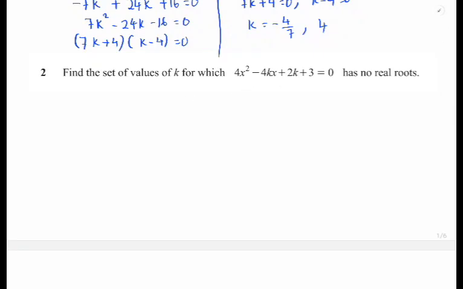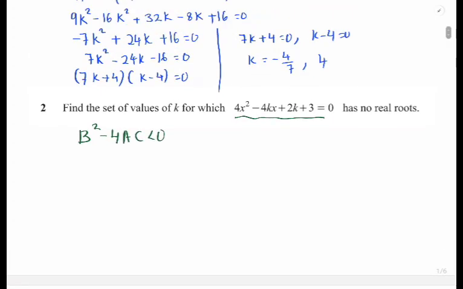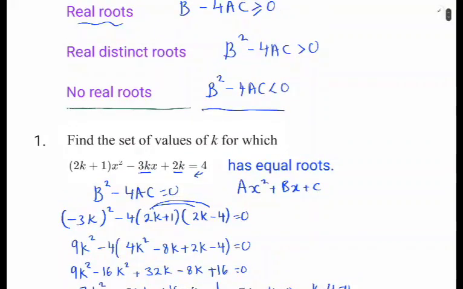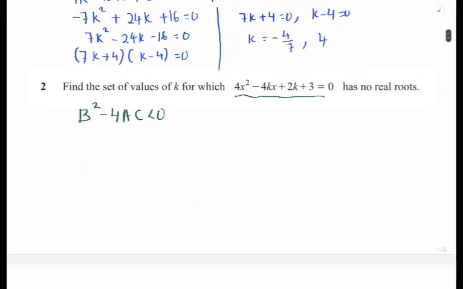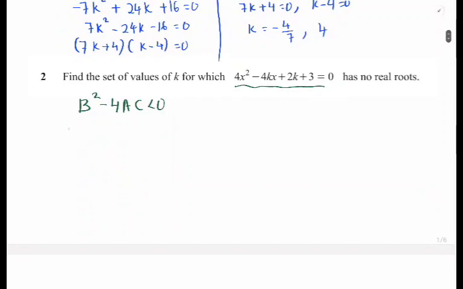Find the set of values of k for which this entire equation has no real roots. So the formula is b square minus 4ac less than 0. No real roots, this is what we're going to use. Okay, so now from here your b square is negative 4k, the whole thing square, minus 4. Your a is 4. Your c is 2k plus 3, is smaller than 0.